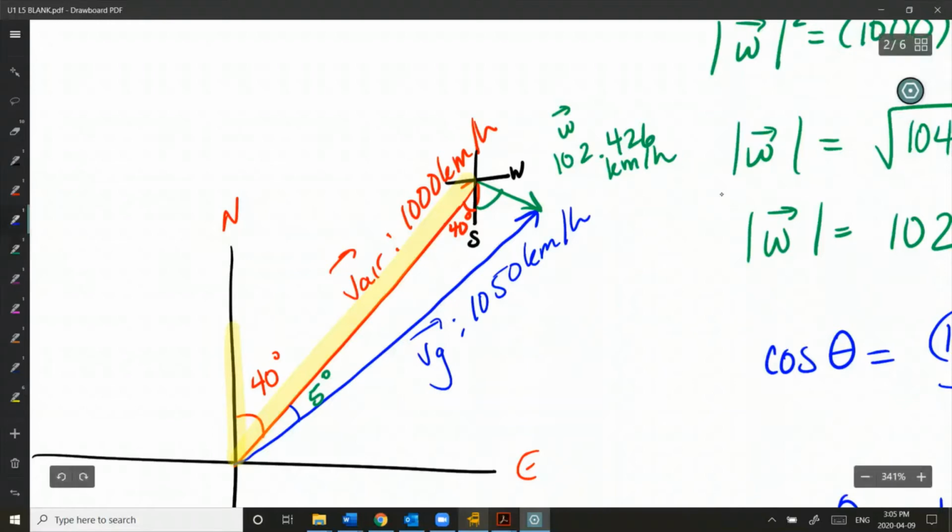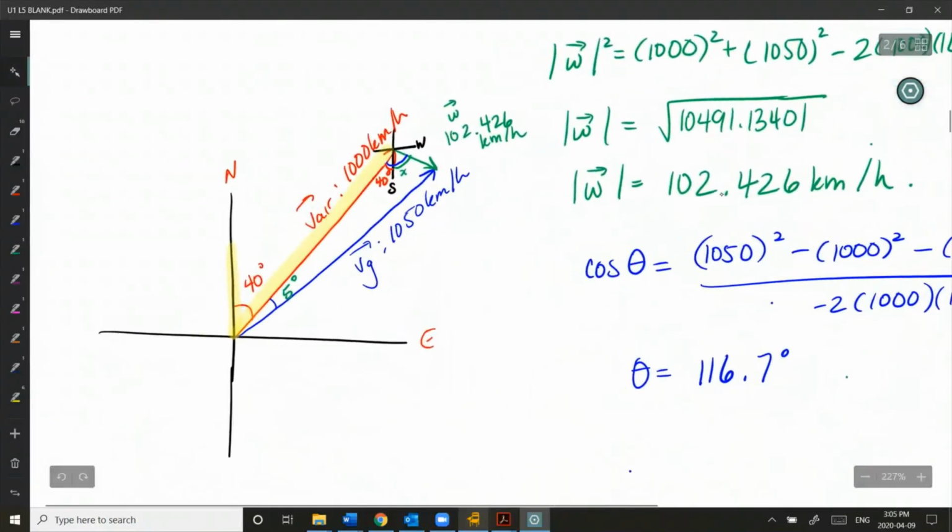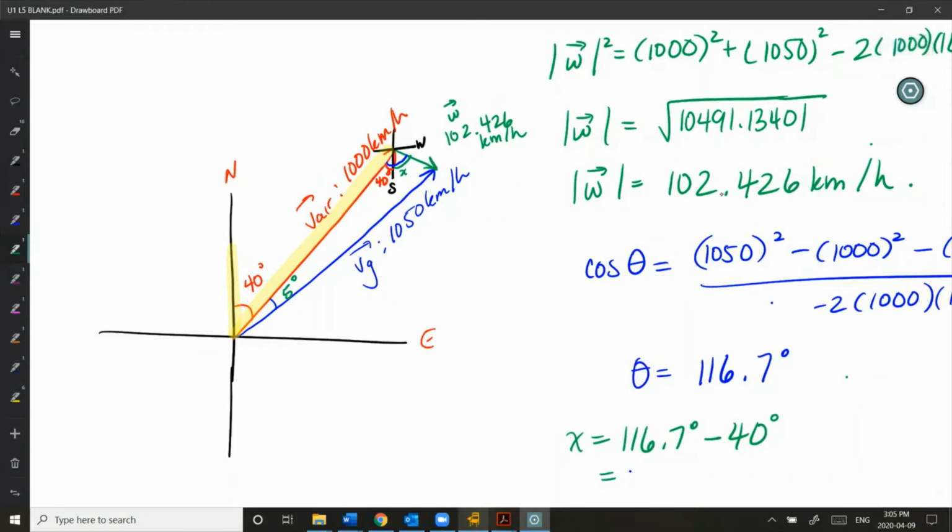And it's typical that if we start something in quadrant bearing notation, we'll also answer in quadrant bearing notation. So again, we know that this full angle right here is 116.7. And if I know that red slice is 40, then we can find x by doing the full angle, subtract 40. So that's what I'm going to do here. So x equals 116.7 minus 40, which gives us 76.7 degrees. And this will be a southwest direction.